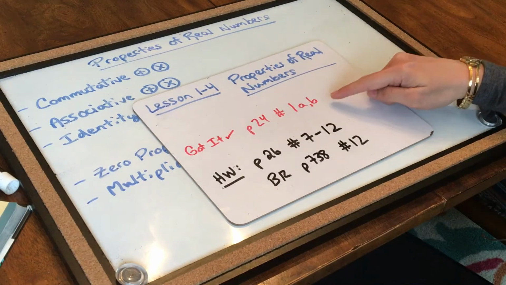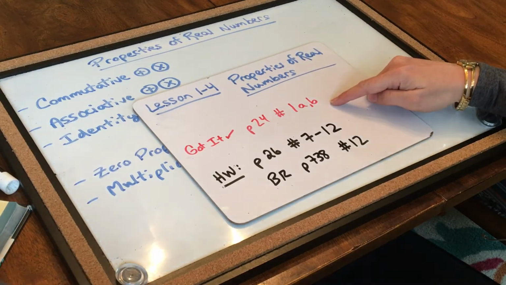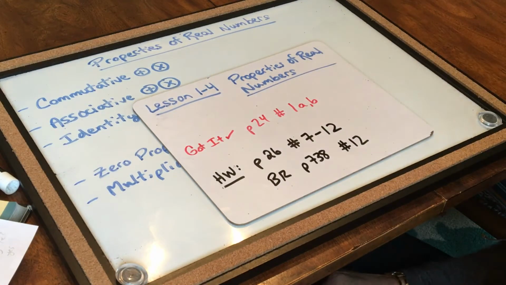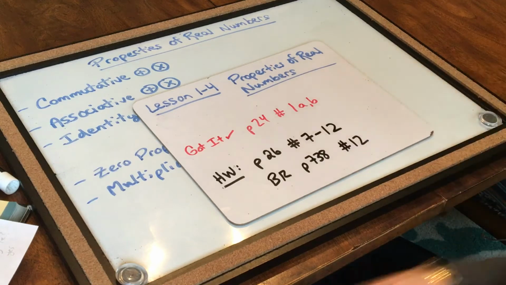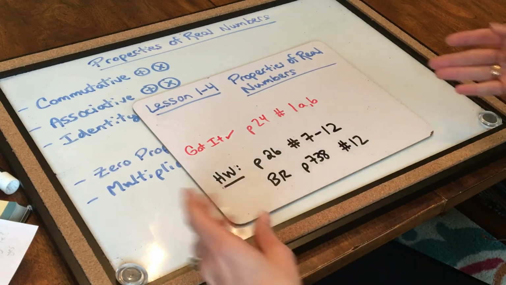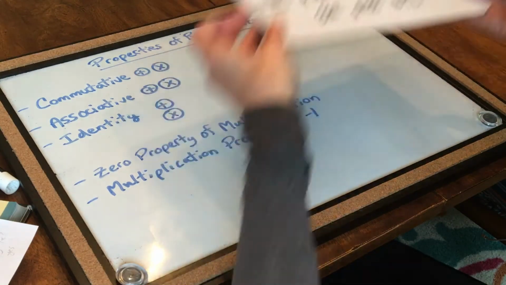Your gotta check is going to be page 24, numbers 1A and B. They're pretty fast, so we'll do them both today. And your homework is page 26, numbers 7 through 12. Your bell ringer is page 738, number 12. All right, let's get started.